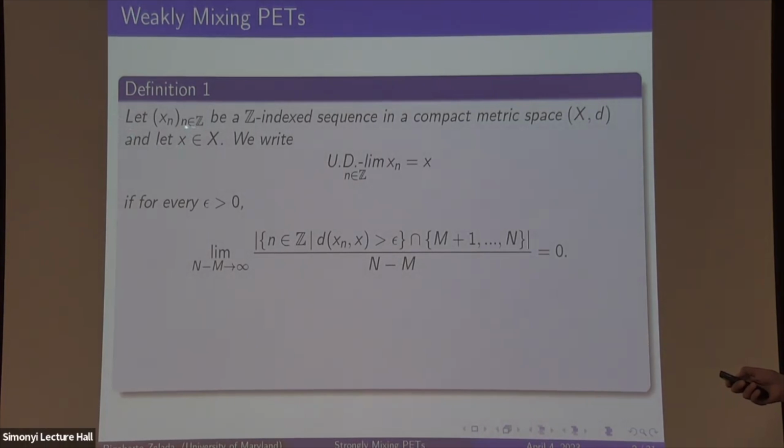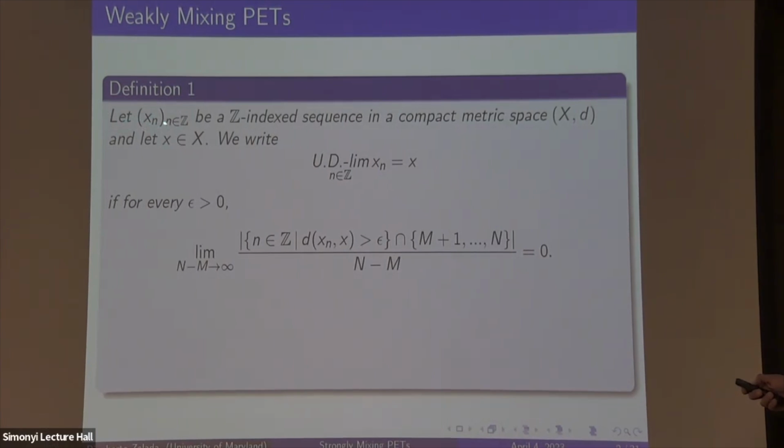So the mode of convergence which I'm interested in is called convergence in uniform density. What it is: if we're given a sequence x_n with index in Z, in a compact metric space, then we write usually lim of x_n is equal to x if for every epsilon larger than 0, the limit here goes to 0. So what this limit is counting is how much of the time d(x_n, x) is larger than epsilon, and we want that to be 0. A way of thinking of this is that 0% of the time x_n is far away from x.